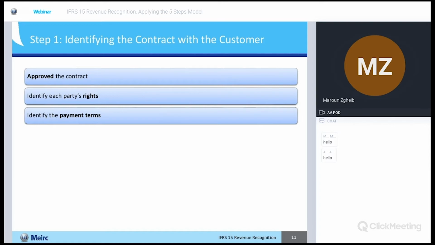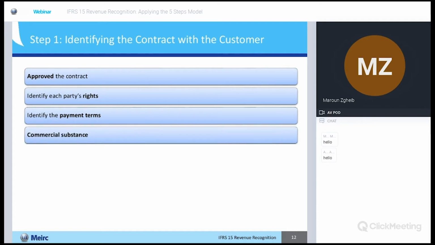Identify the payment terms, when and how the buyer will pay to the seller and in which form. Will the buyer pay in cash? Will the buyer pay in physical consideration, with in-kind consideration? How will the buyer pay to the seller? It must have a commercial substance. It must not be a gratuitous contract. Gratuitous means free. The counterparty has to pay something in return.